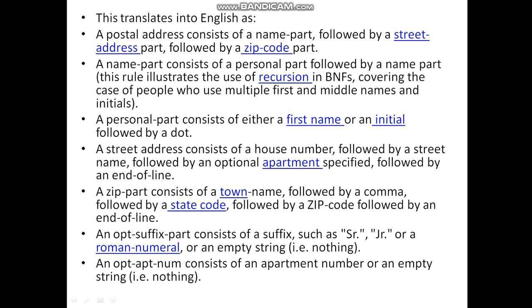For example, a personal part consists of either a first name or initial followed by a dot. A zip part consists of a town name followed by a comma, followed by a state code, followed by a zip code, followed by an end of line. An optional suffix part consists of a suffix such as senior, junior, or any other, or an empty string. An optional apartment number consists of an apartment number or sometimes an empty string.